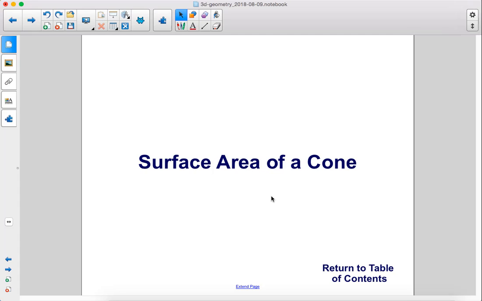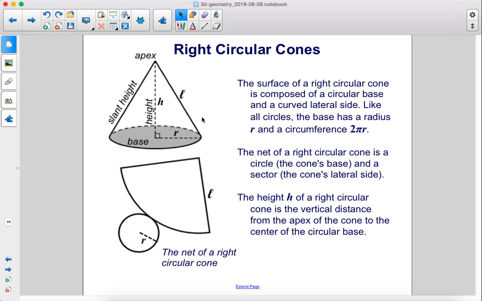Surface area of a cone. The surface of a right circular cone is composed of a circular base and a curved lateral side. Like all circles, the base has a radius r and a circumference 2 pi r. The net of a right circular cone is a circle, the cone's base, and a sector, the cone's lateral side.